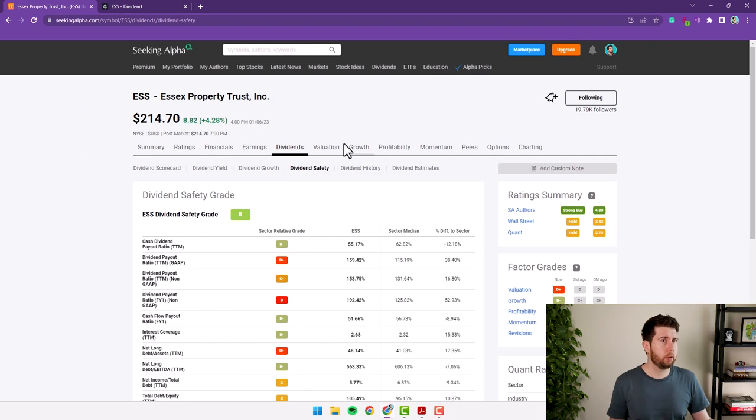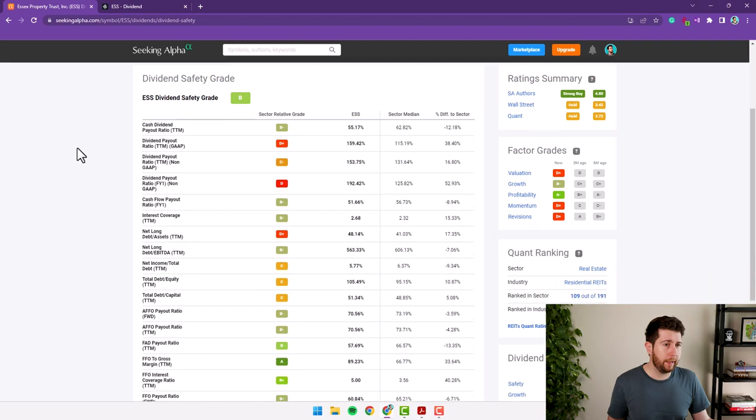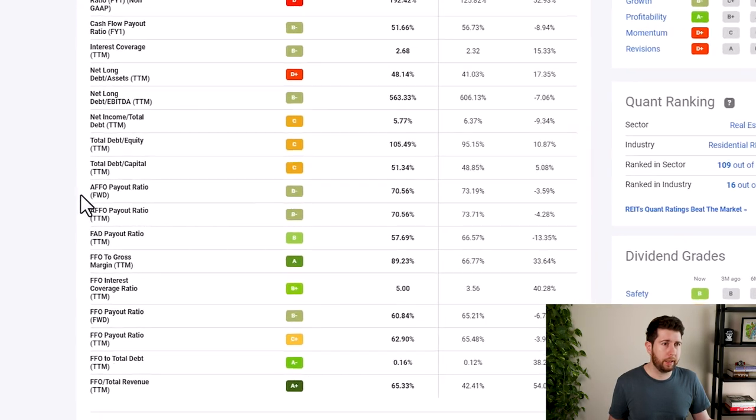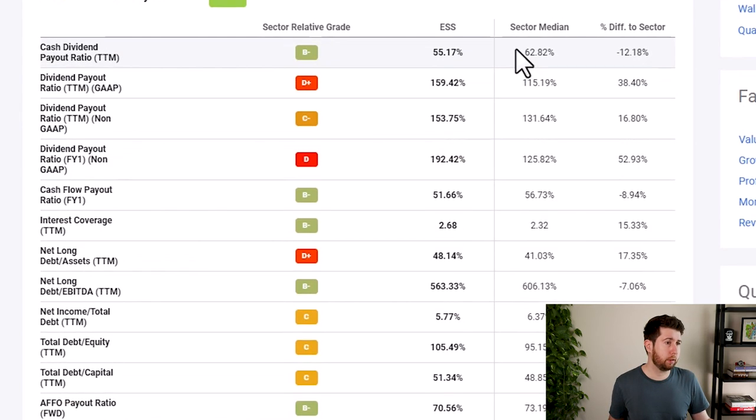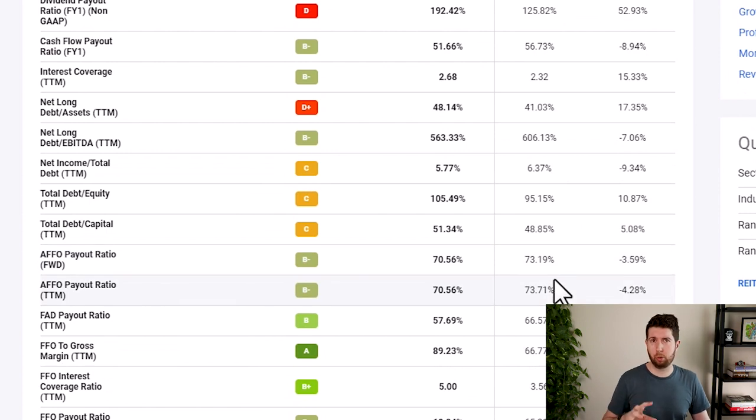So we go into Seeking Alpha, because this information unfortunately is not available in Koyfin, and under the AFFO, adjusted funds from operations payout ratio, we see that we are talking about 70%, which is much lower than my target, which was 80%. And it's even lower than the sector median, which is all other companies in the same industry, at 73%. So the payout ratio is quite low.